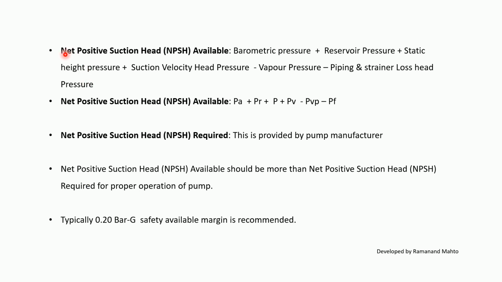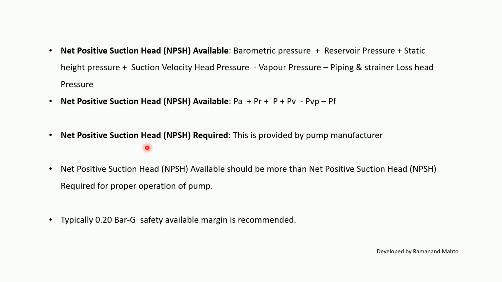So in summary, net positive suction head, that is NPSH available, is equal to barometric pressure plus reservoir pressure plus static height pressure plus suction velocity head pressure minus vapor pressure minus piping and strainer head loss pressure. So we can write NPSH available is equal to PA plus PR plus H plus PV minus PVP minus PF.